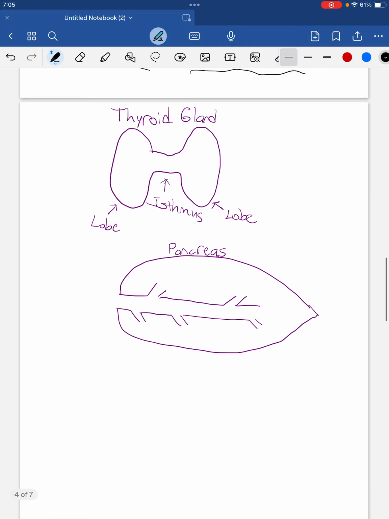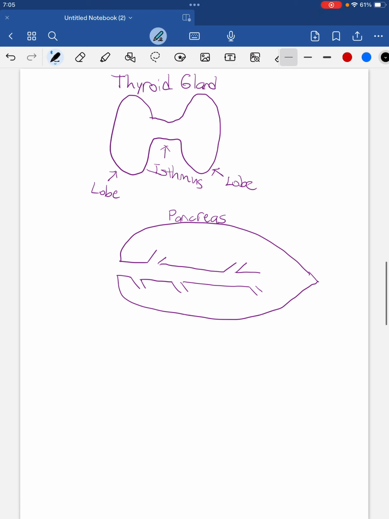All right. So now let's go into our glands and talk a little bit more about what happens in some of these selected glands. Here on top I drew this thyroid gland. It kind of looks like a butterfly. We have two lobes, one on either side, and in the middle, the area that connects them is known as the isthmus.